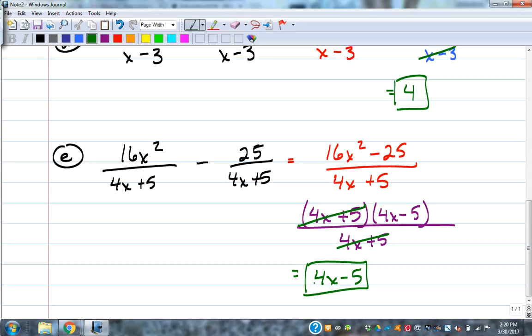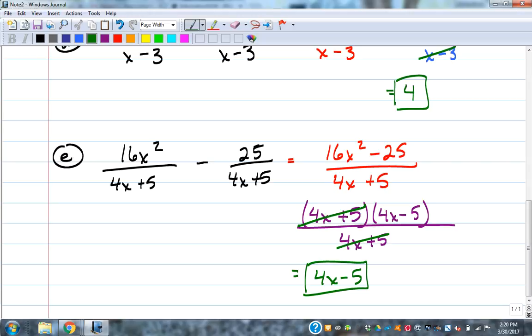Final answer. Being able to add and subtract these and then simplify them is going to make things easier when we do the next section on Monday, where we're actually solving equations with these things. If we can't simplify, it makes our equations much more difficult. So being able to simplify is a big part of that.